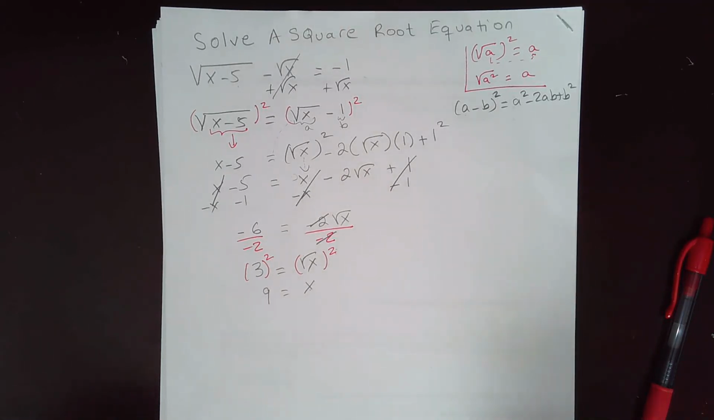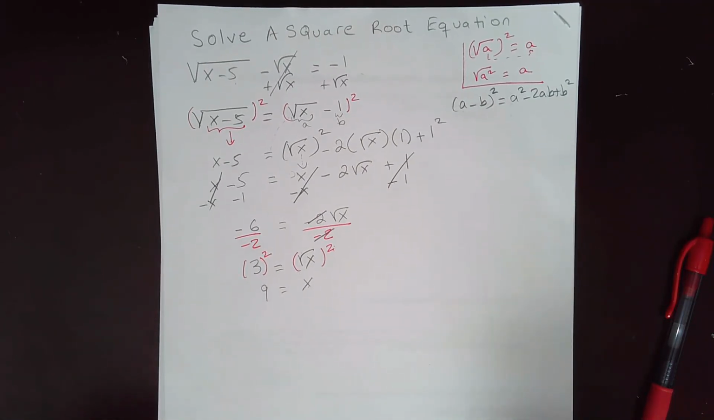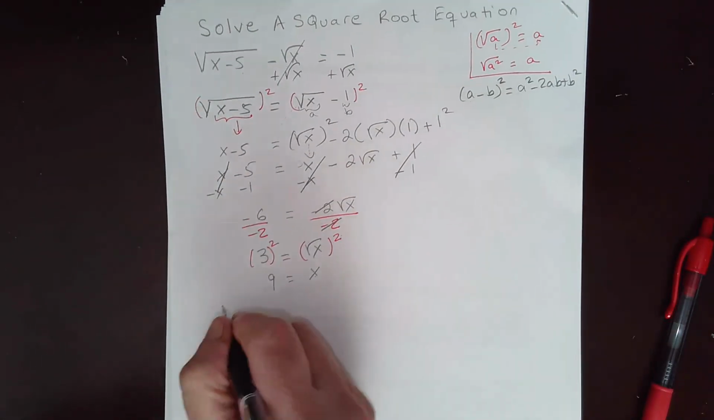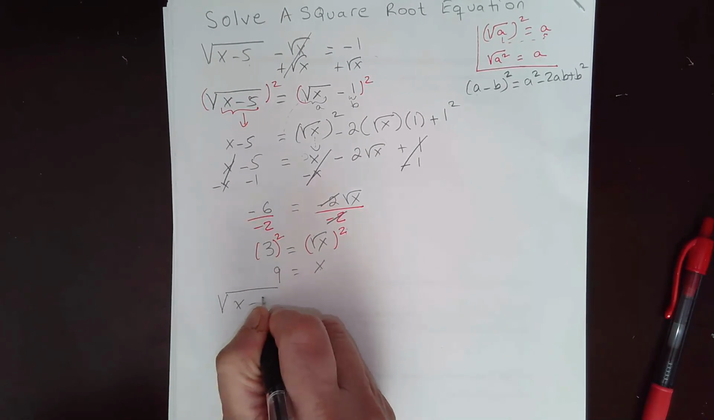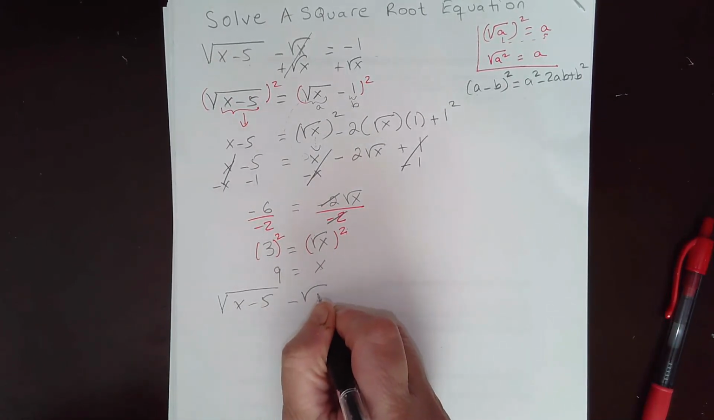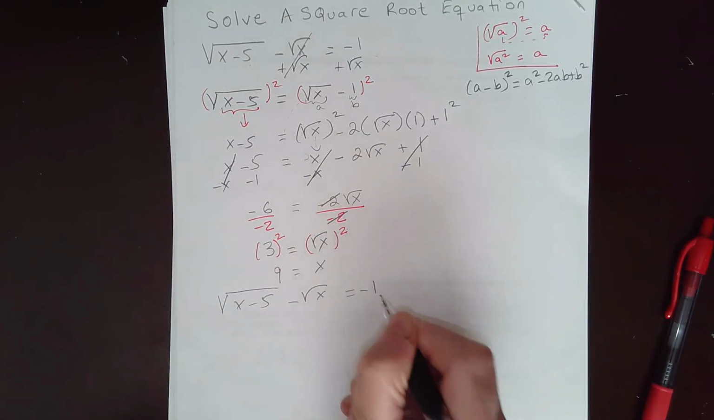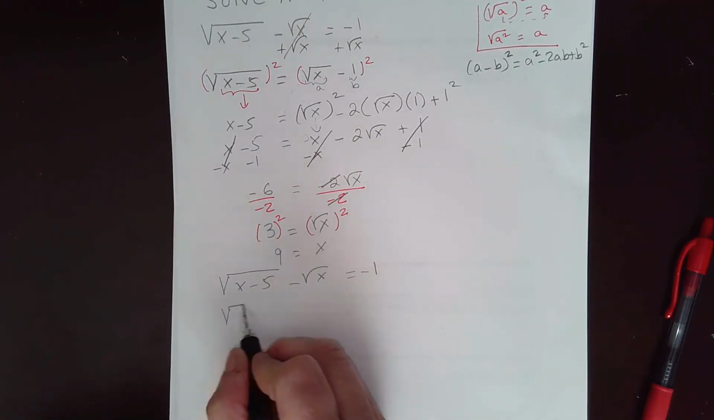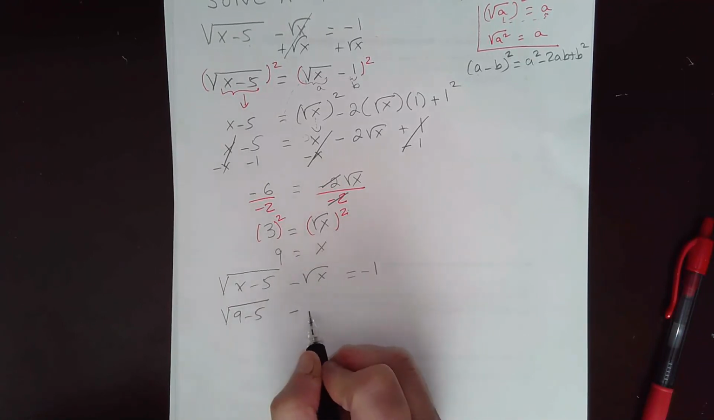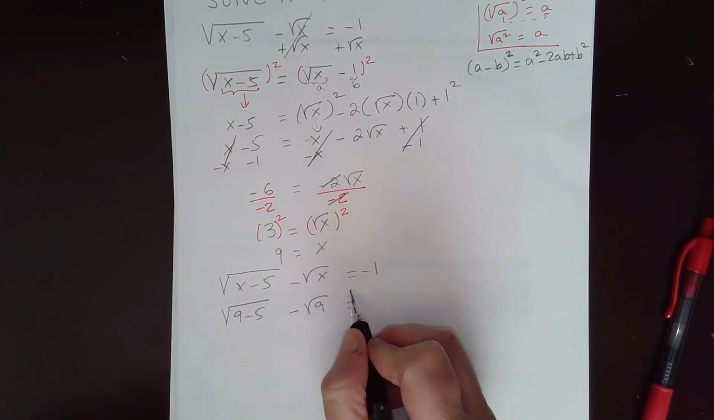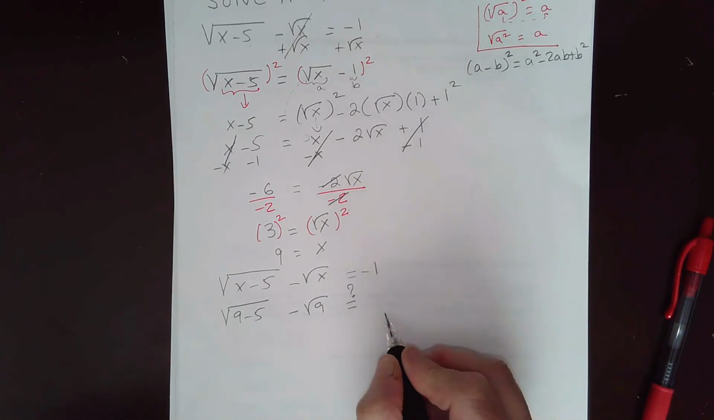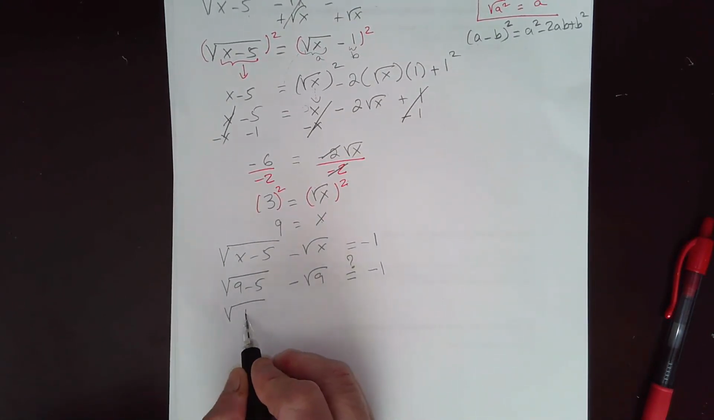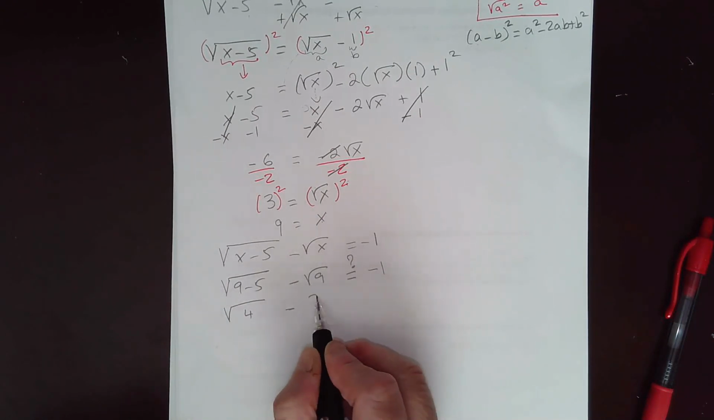Now we need to find out if 9 satisfies the original equation. So you need to check it. The original equation is square root of x minus 5 minus square root of x equal to negative 1. Now plug in 9 for x. We get square root of 9 minus 5 minus square root of 9. And we want to find out if this is equal to negative 1. So square root of 9 minus 5, that's 4, minus square root of 9, that's 3.